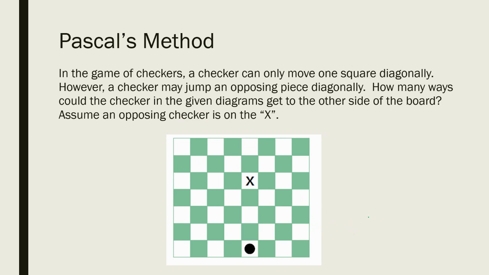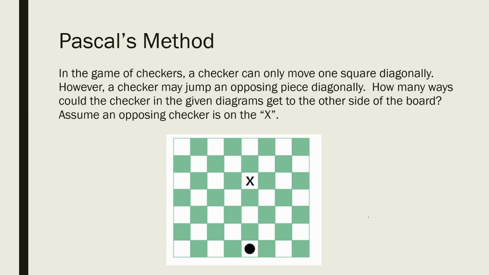Let's look at another example, just getting more practice using Pascal's method. We can apply it to games we like, checkers, for example. Most games of checkers won't have just one piece and an opposing piece on the board. This is just kind of getting used to Pascal's method. So a checker can only move diagonally. However, a checker can jump an opposing piece diagonally. You can't occupy the same square, but you can jump it.